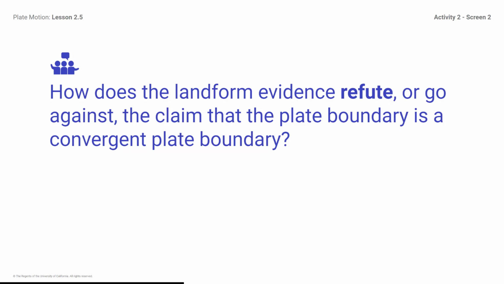We know from our previous investigations that at a plate boundary where the plates are moving toward each other, as one plate goes underneath the other, a large trench forms. The evidence that there is a mid-ocean ridge at this plate boundary rather than a trench refutes or goes against the claim that it is a convergent plate boundary. Mid-ocean ridges form at plate boundaries where the plates move away from each other. They do not form at convergent plate boundaries.